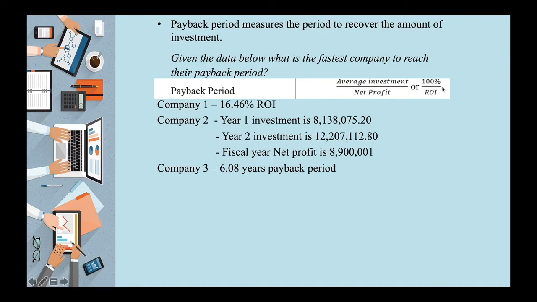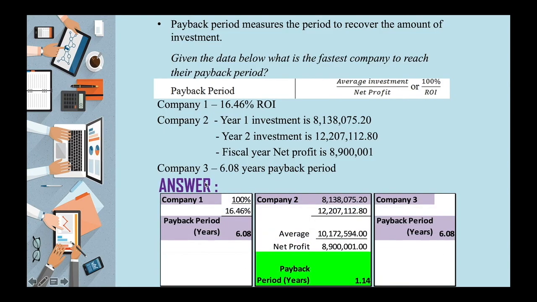So, ang conditions ng mga company, for the company 1, we have 16.46 ROI. For company 2, year 1 investment is 8.13 or 8.14 million. Year 2 investment is 12.21 million. Fiscal year net profit is 8.9 million. Sa company 3, we have 6.08 years payback period. So, ano ang magiging sagot natin dyan? Ito po, ang ating computation for that.